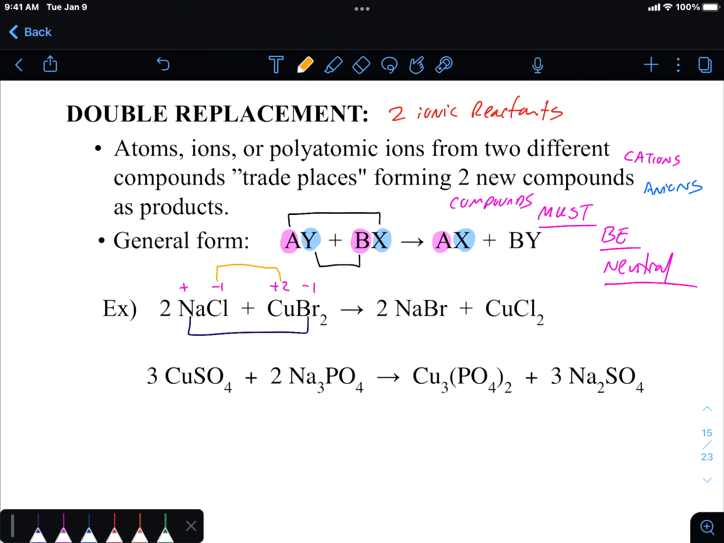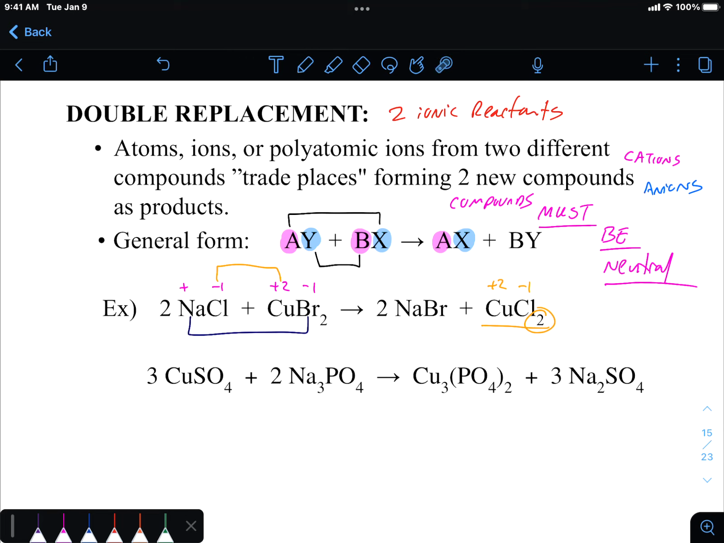This goes with this. So in my new compound between copper and chlorine, because chlorine is a -1 and copper is a +2, that's why we have a subscript of 2 on chlorine. That makes sense, right? Why that formula, how that formula is made neutral, right?